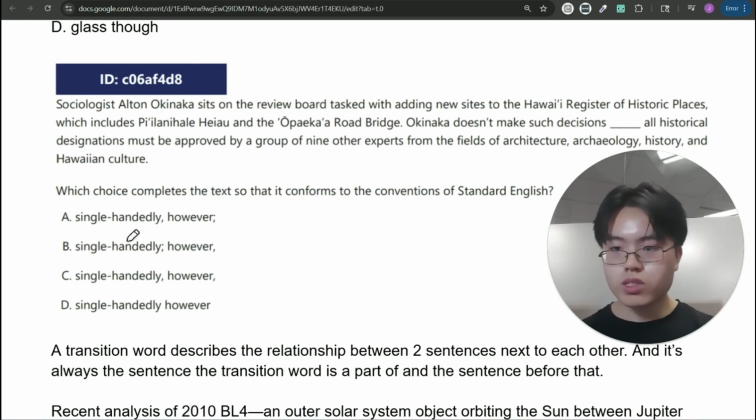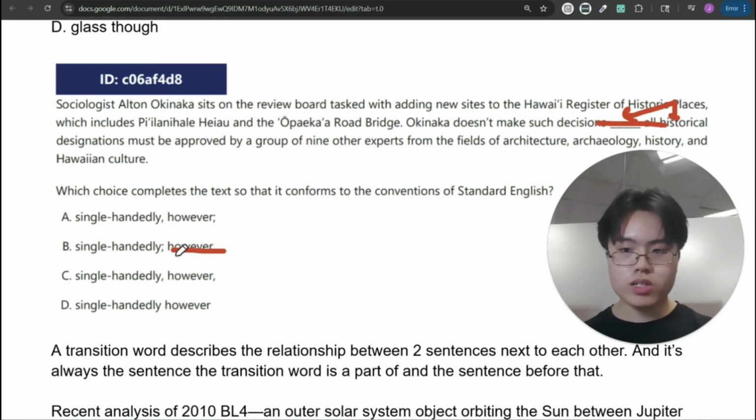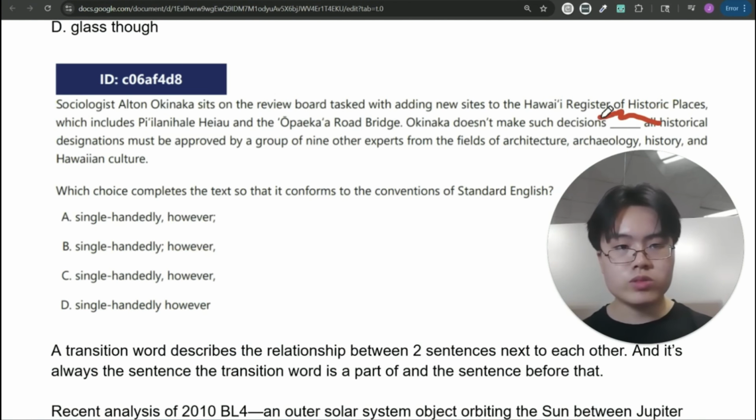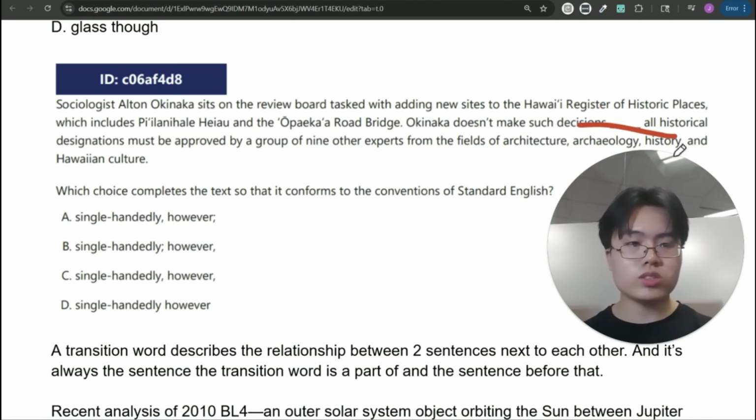Okay, B is a part of this sentence, and it's the sentence before that one. So B is saying the last two are contrasting. Because it's "however," it's a contrasting relationship, and it's the sentence that it's a part of and the sentence before that one. So it's these two sentences. So B is saying these two sentences are contrasting. So if you were to read the passage and figure out, oh, these two sentences are contrasting, then you would pick B.